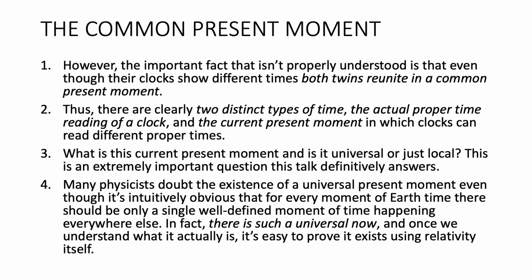Many physicists doubt the existence of the universal present moment, even though it's intuitively obvious that for every moment of Earth time, there should be only a single well-defined moment of time happening everywhere else. In fact, there is such a universal now, and once we understand what it actually is, it's easy to prove it exists using relativity itself.